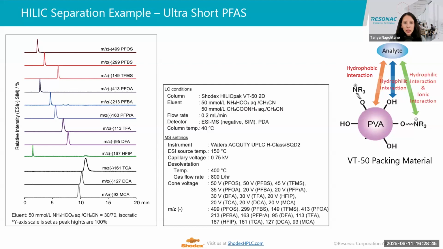And in this method, it uses 50 millimolar ammonium bicarbonate, and at 30 to 70% water, and it's an isocratic mobile phase. Detection was done by ESI in negative mode, and no ion pairing was required. So this is a robust LCMS compatible solution for short chain PFAS monitoring in environmental and regulatory testing.